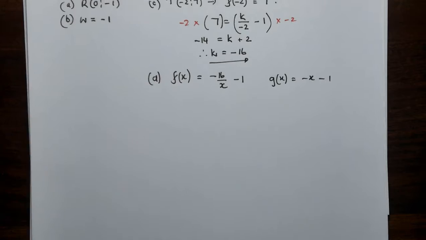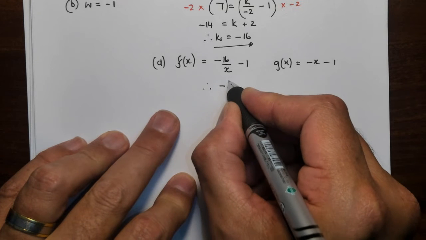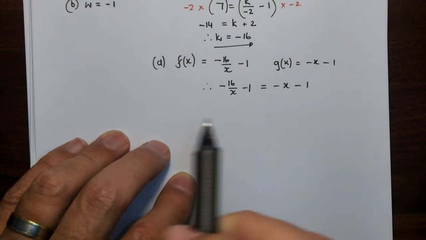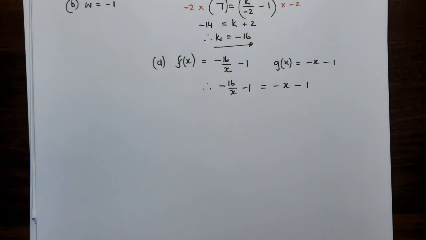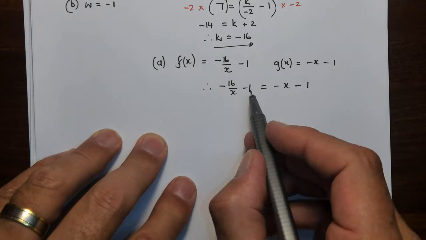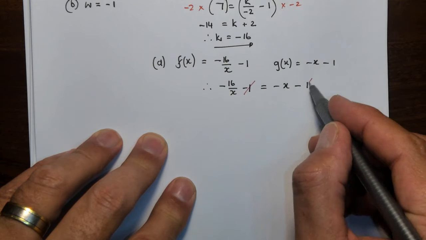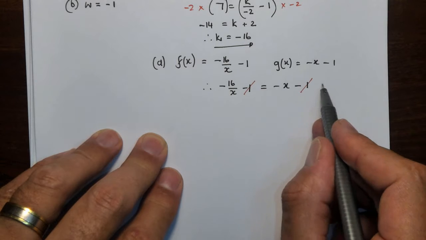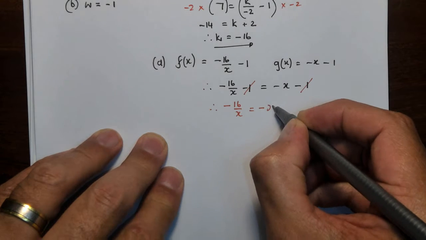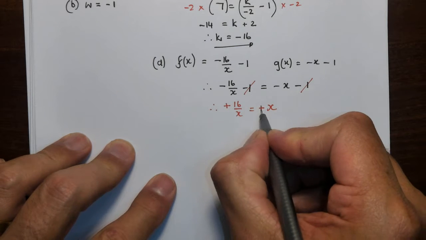Now it's a simple process. Because it's where they intersect, I need to equate these two. So I start off by saying minus 16 over x minus 1 is equal to minus x minus 1. Again, I have a fraction over here. Now look carefully. Can you see there's a minus 1 on the left of the equal sign? There's a minus 1 on the right. They are going to say goodbye. If I throw that over, it becomes minus 1 plus 1. So I'm stuck with minus 16 over x, which is minus x on the right hand side. The negative cancels that negative if I divide them away.